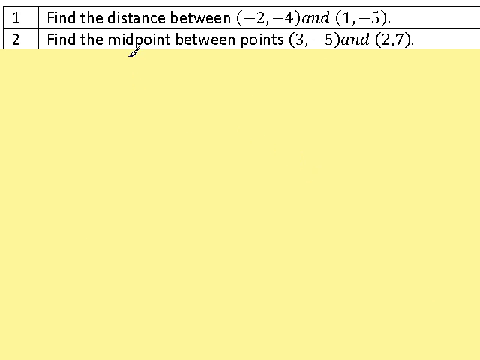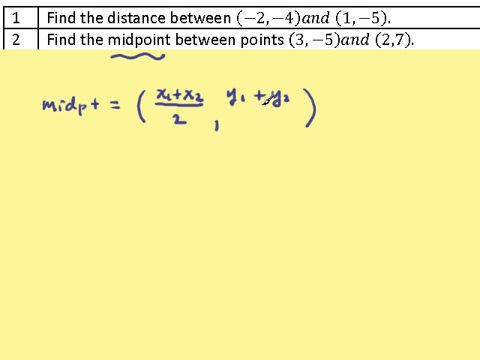In number 2, we're looking for a midpoint. Let me write down the midpoint formula. So the midpoint between 2 points is obtained by finding the average of the x-coordinates of the 2 points and the average of the y-coordinates. So again, it's useful to line up points so the x-coordinates and the y-coordinates are lined up. And now we'll just fill in.